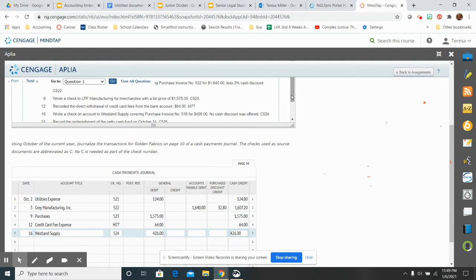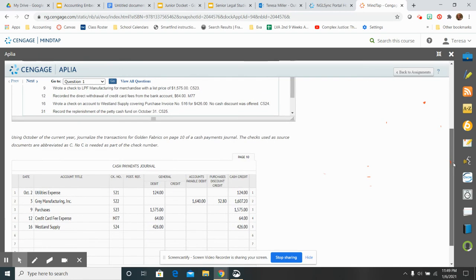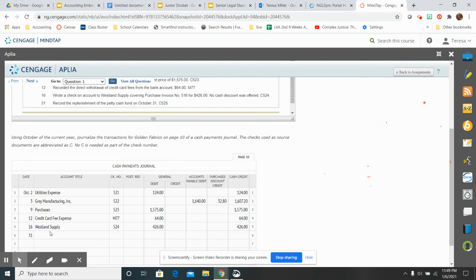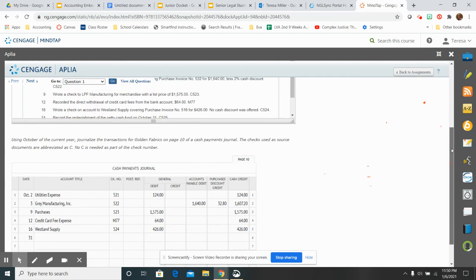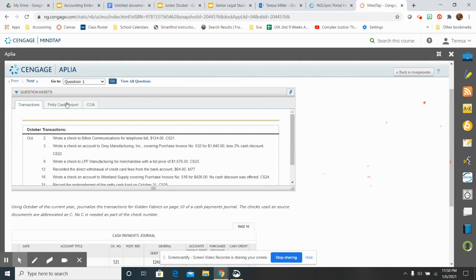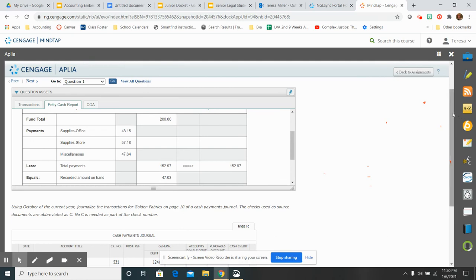And then finally, we are going to look at the 31st, where we're going to replenish the petty cash fund on October 31st. So you remember, if we're replenishing, we don't use the account title petty cash. We need to see what account titles we are actually affecting. So we're going to go back up to our petty cash report, and we'll get our information here.